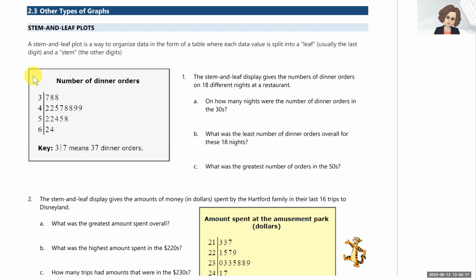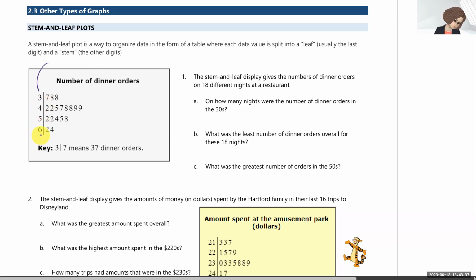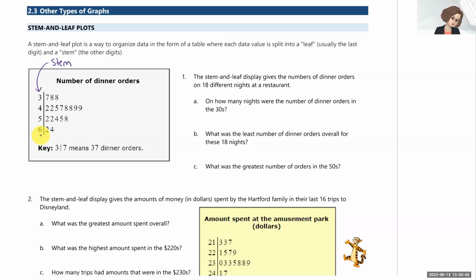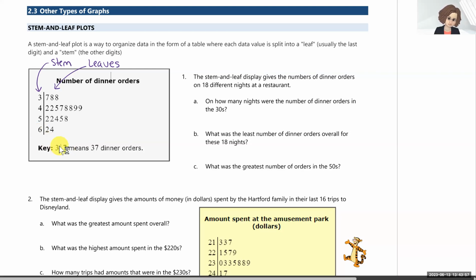I've got an example where the stem and leaf display gives the numbers of dinner orders on 18 different nights at a restaurant. It even tells me how to read this graph. With a stem and leaf plot, we're going to see a vertical line separating what we call the stem of the number. On the left of that vertical line is the stem, and to the right of it will be all of our leaves. The branch analogy is that the stem is like the bigger part, and then the little leaves are the smaller parts coming off of it. So here's how we read this graph.